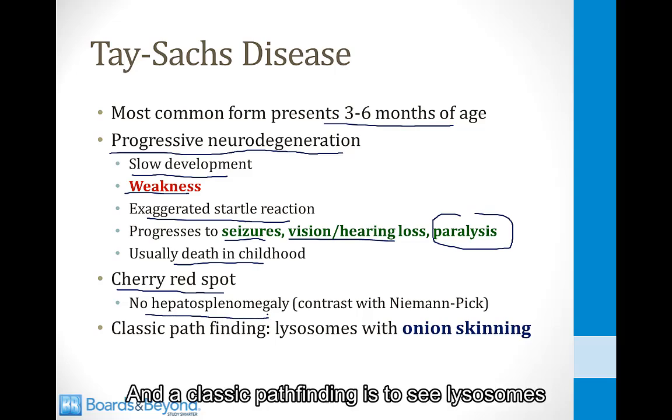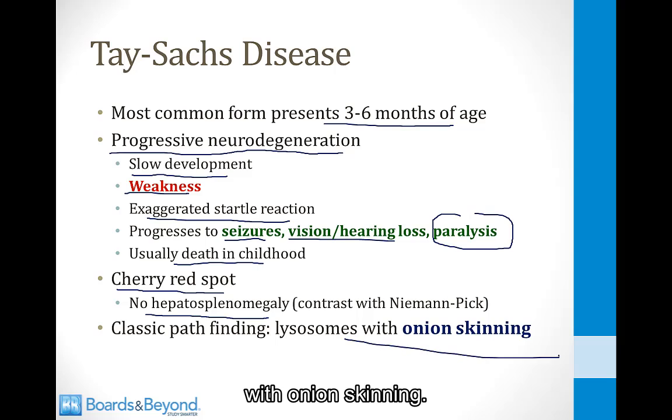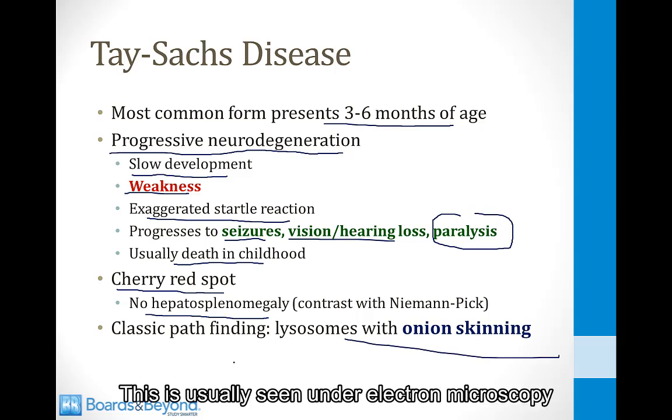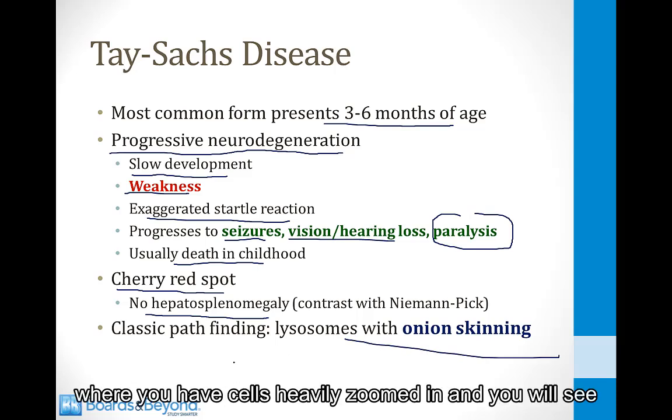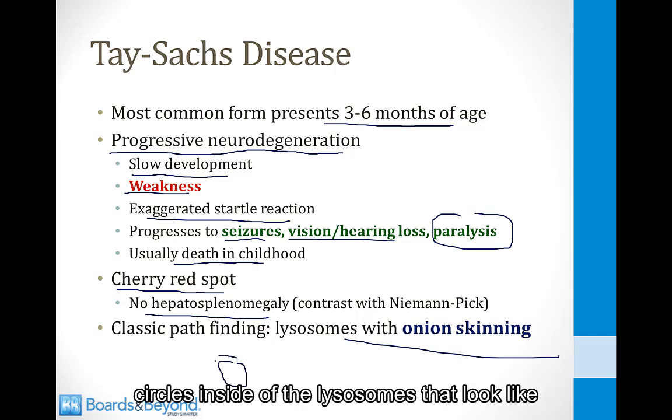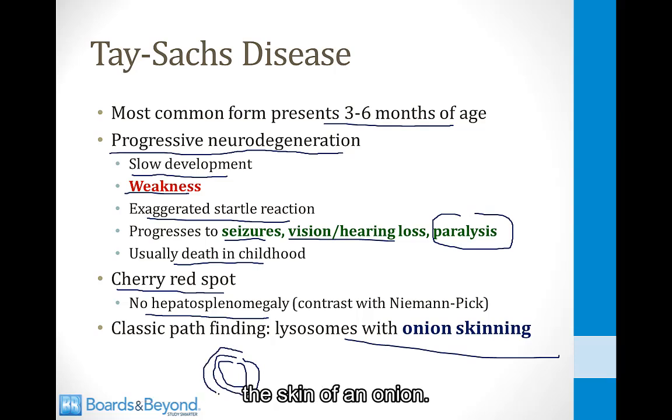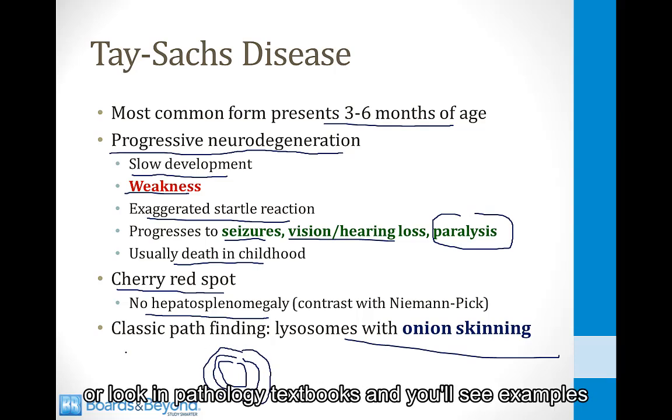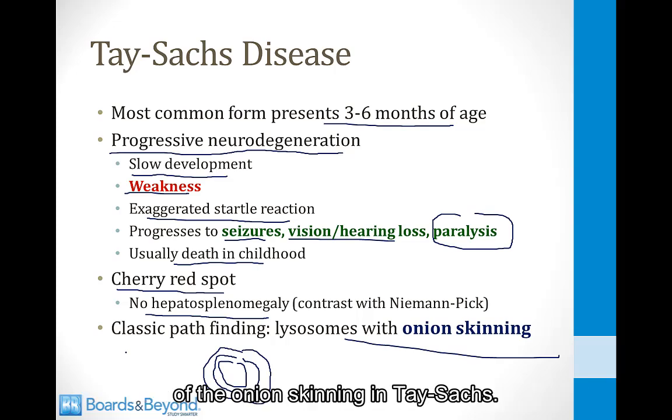And a classic pathologic finding is to see lysosomes with onion skinning. This is usually seen under electron microscopy, where you have cells heavily zoomed in, and you will see circles inside of the lysosomes that look like the skin of an onion. And you can Google this online or look in pathology textbooks, and you'll see examples of the onion skinning in Tay-Sachs.